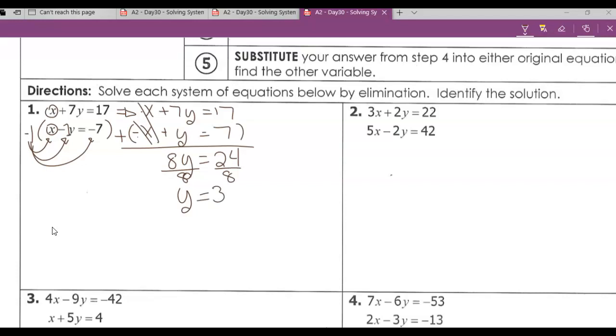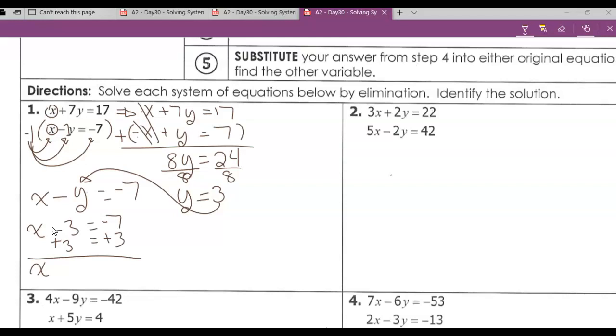But I need to get my x value now. Well, I can go back and pick any one of my equations. I'll pick the one I had on the bottom. Originally, it was x minus y equals negative 7. I'm going to plug in this 3 for y. And I get x minus 3 equals negative 7. I'll add 3 to both sides, and then I get x equals, because this cancels out, negative 7 plus 3 is negative 4. So my solution is x is negative 4 and y is 3.